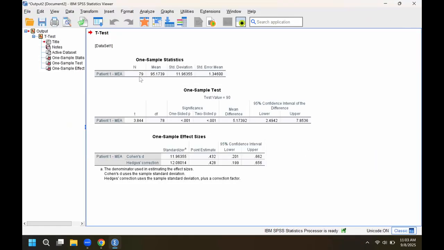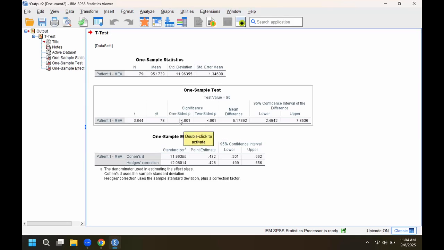And here I see patient one. This is the mean, standard deviation, standard error mean, and then this is the one sample test. So it's comparing whether my mean is different than 90. And I have the significance, but it's giving me the significance of one-sided or two-sided. So the question is, which one is right? It is the same number here, though it doesn't mean that it will always be the same number. So which of these two is it?